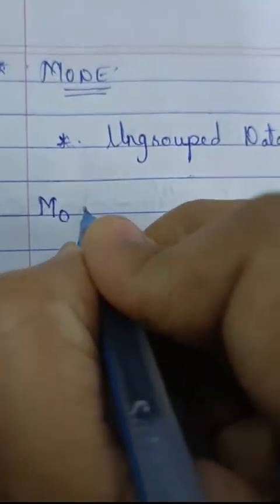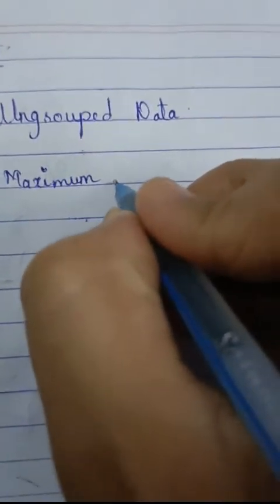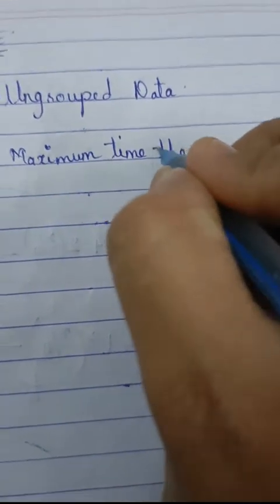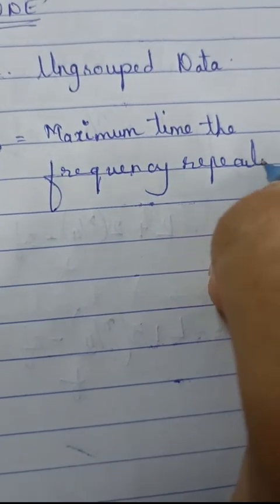Now let us see the formula for mode. For mode, the formula for ungrouped data, the formula will be, mode is denoted by MO. Okay, the formula is the maximum number of times the frequency is repeated. Okay, for ungrouped data, mode, the maximum number of times the particular observation is repeated, that will be your mode.